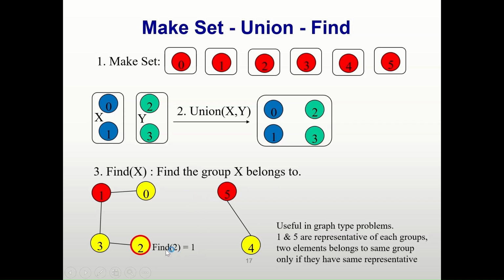Here in this example, we see that there are two connected components, and 1 and 5 are the representatives of each group. If we apply find of 2, find of 3, find of 0, or find of 1, in all four cases it returns 1. And also in the graph on the right side, if we apply find of 4 or find of 5, it returns 5.